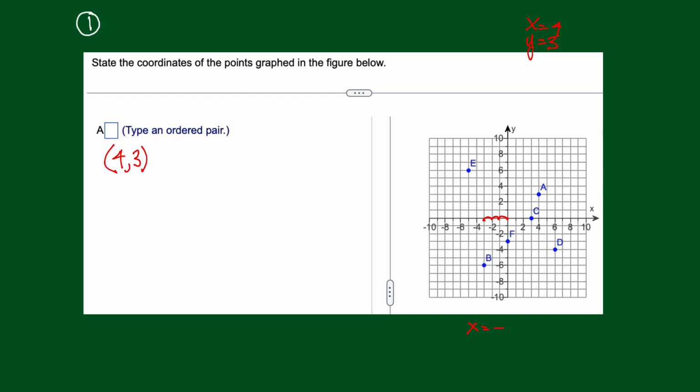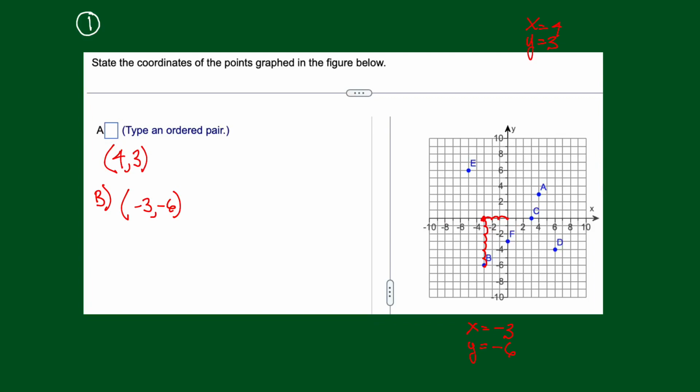X is to the left 3, and not down yet. So we're going to go to the left 3, and then what about vertically? Well, vertically we're going to go down. So I'm going to start at that point. We're going to go what? 1, 2, 3, 4, 5, 6 down. So the Y coordinate is down 6. So let's label B. B is going to be to the left 3 and then down 6.